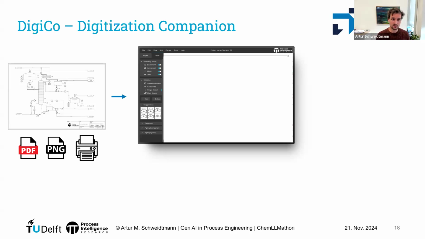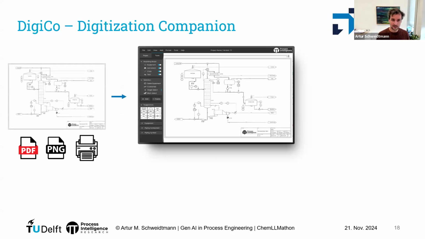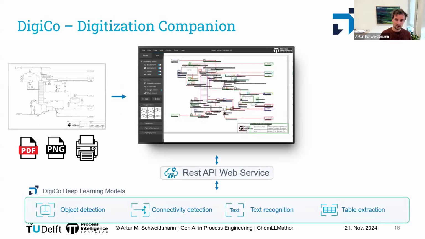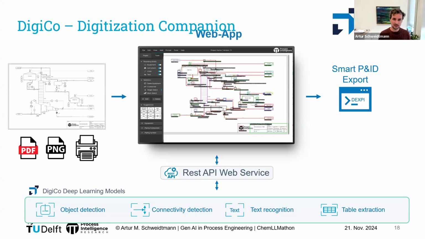And this is where we are developing a software, actually, a digitization companion, where you can read in your P&IDs. In the background, we have developed a number of computer vision algorithms that are able to detect all the unit operations, all the lines and their connectivities, all the text, all the tables, and then digitize a P&ID automatically so you can extract the actual information content of the P&ID in a smart format. That can be DEXPI format, a data standard for P&IDs, or CSV, or JSON, whatever you need. This is really crucial, because if you don't have your data in a machine-readable format, if it's just a scan or PDF, I don't believe you can do much with it.